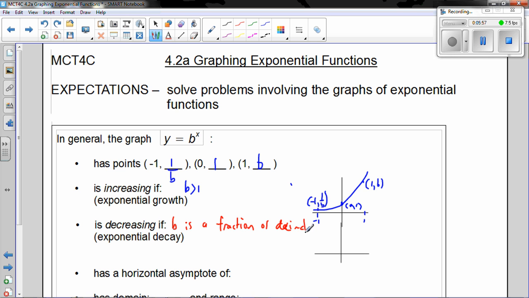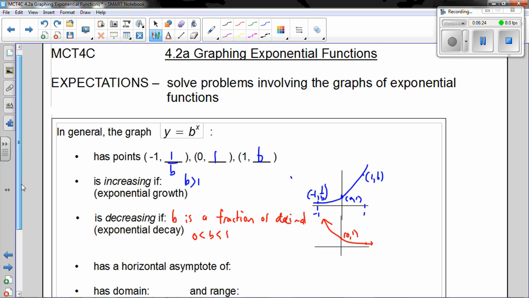Decimal. Oh, here, you fix that up. And in fancy math terms, what we're talking about, a fraction or a decimal, it means b is somewhere between 0 and 1. We never think of having a negative as the base. And that looks like this. Still goes through the point 0, 1. That's still point 0, 1. And the other points are the same, just that with fractions it kind of looks a bit weird.